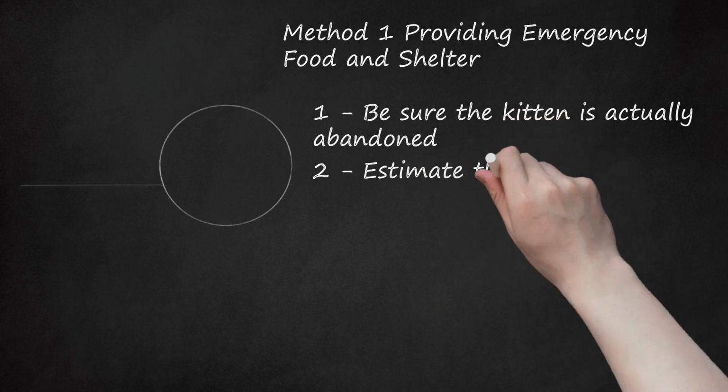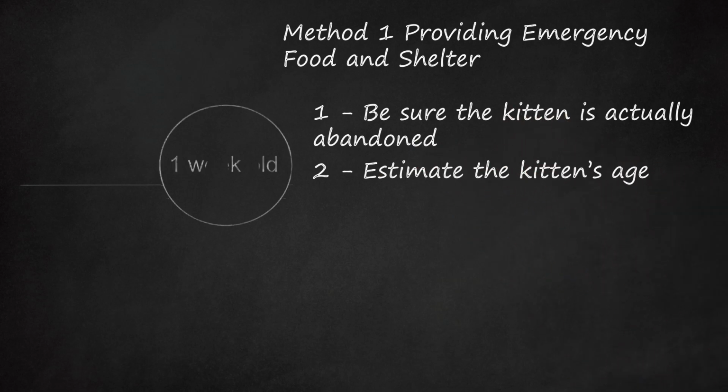2. Estimate the kitten's age. A kitten needs different care, depending on its age, so the first thing you should do is try to estimate how old the kitten is. You can perform this estimation before touching the kitten and bringing it inside if you can see her clearly. A newborn kitten who is less than a week old will weigh approximately 3 to 8 ounces, have her eyes closed, have her ears folded down, and be unable to walk. She might even have a piece of her umbilical cord still attached to her belly.